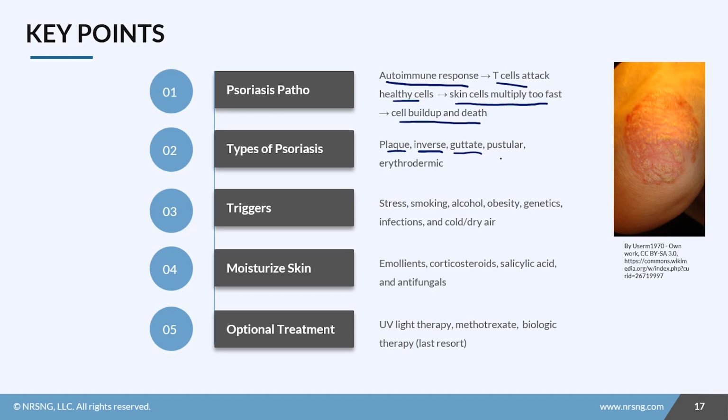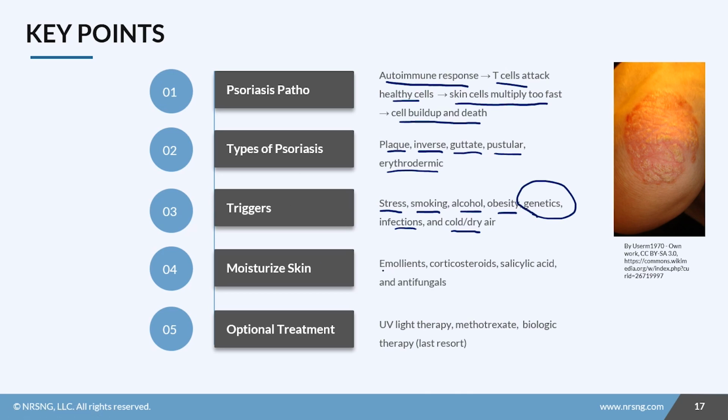Guttate is like the one that's from like the upper respiratory infections. Pustular could be caused by chemicals like smoking, and erythrodermic is the most dangerous and most rare that is very widespread on the body. Different triggers include stress, smoking, alcohol, obesity, infections, cold, dry air, and then remember that those with family members that have it are more likely to get it as well.